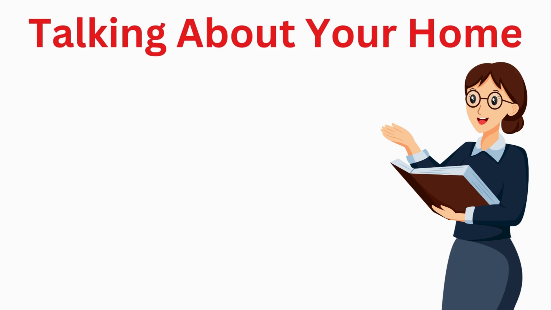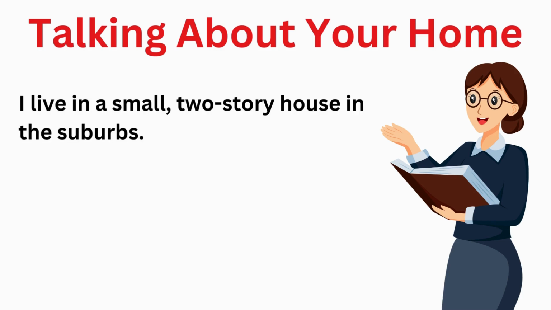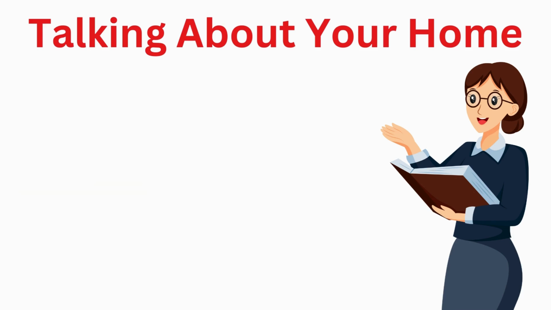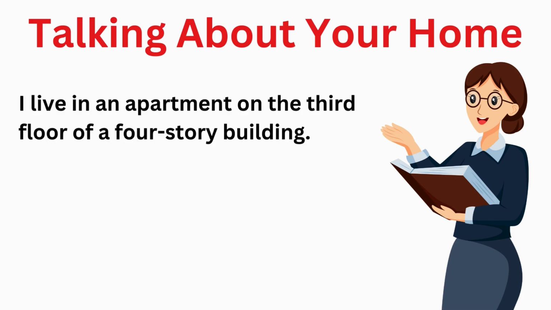Next, let's add a bit more detail. What kind of house or apartment is it? For example, I live in a small 2-story house in the suburbs. When we say how many floors a building has, we usually use the word story, so you can say a 2-story house, a 4-story apartment building, and so on. I live in an apartment on the 3rd floor of a 4-story building. There are many different kinds of house and apartment.